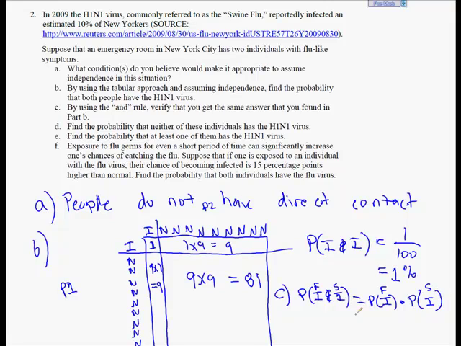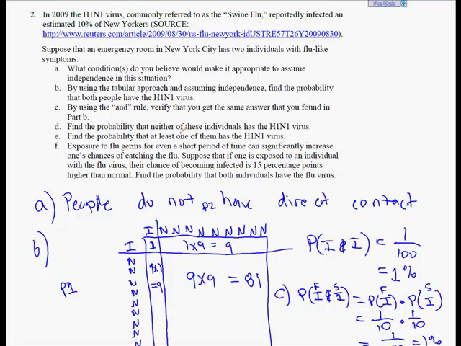Again, because this is under independence, the probabilities are not affected by one another. The probability that the first person is infected is 1 out of 10 cases, times the probability that the second person is infected, which has the same chances. So again we get 1 times 1 is 1, 10 times 10 is 100, and so again we get 1%.